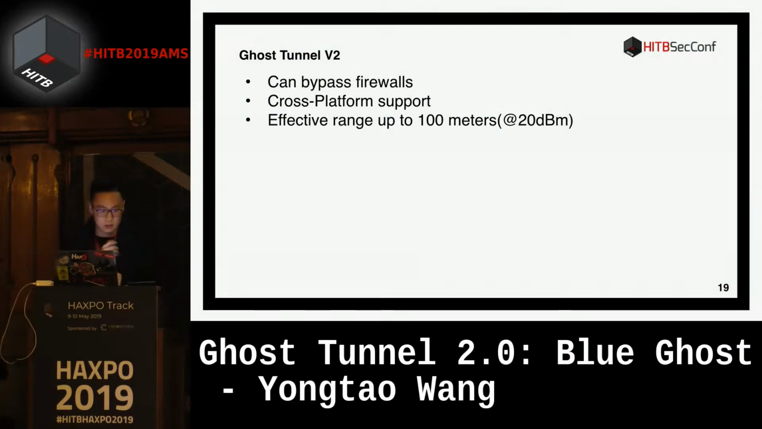GhostTunnel does not require a normal network connection, so it can bypass firewalls, and it has no interference with the target's existing connections, states and communications, and it supports cross-platform. It can be used to attack any device with a wireless adapter. We tested this attack on Windows 7 up to Windows 10 and the Mac OS system, and it can work within 15 meters and even farther.